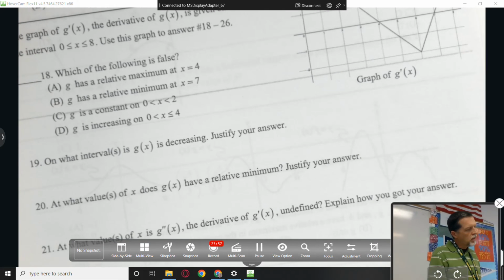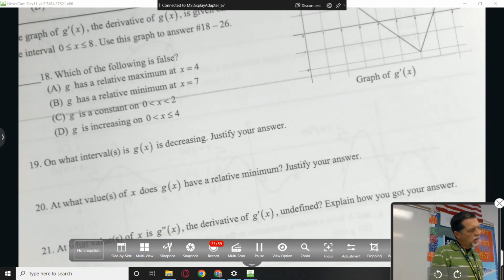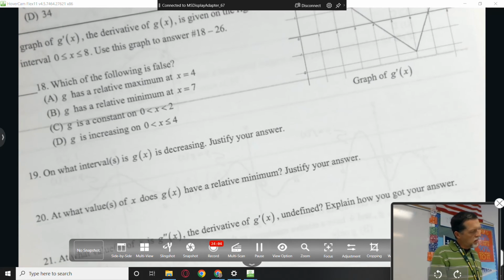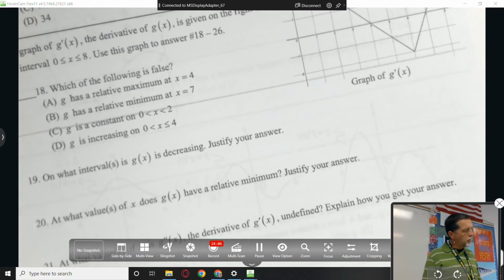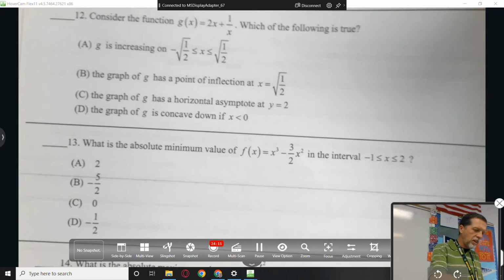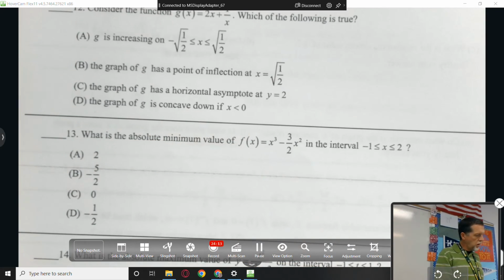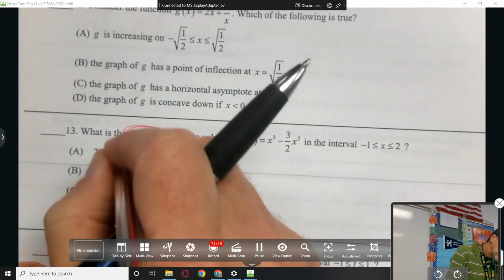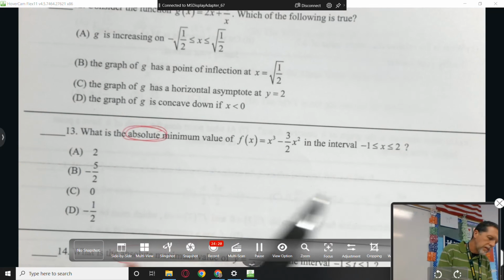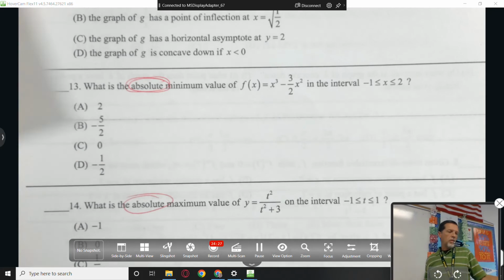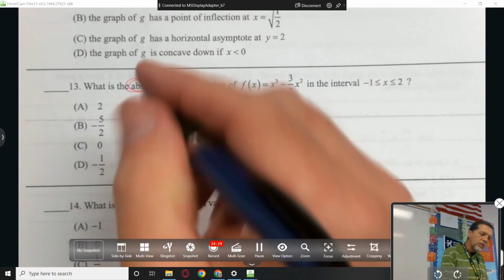Increasing. Maximums, minimums. Increasing, decreasing, maximum, minimum. Turning the page to 13, and 14, for that matter. When it says absolute min or max, the y one, there's what is the minimum and maximum value. So yes, you do want the y value.